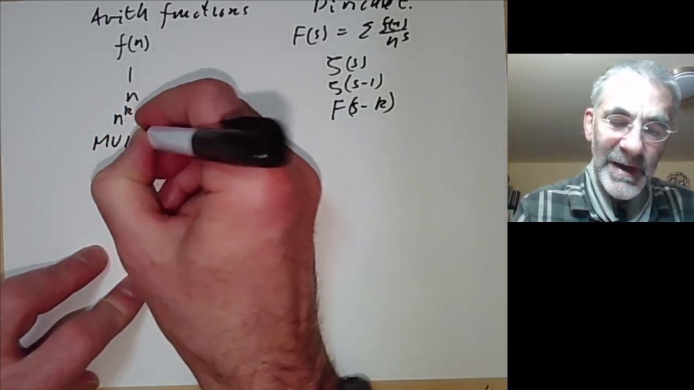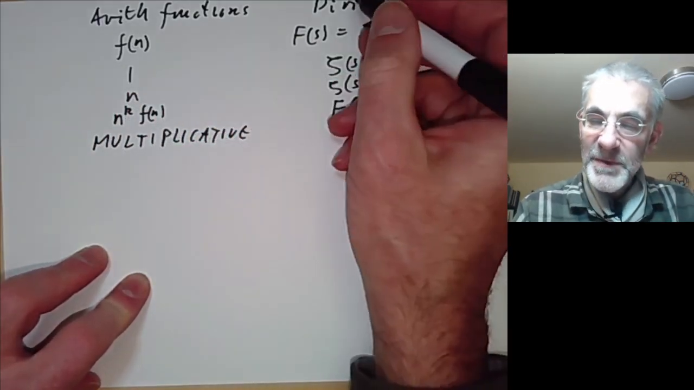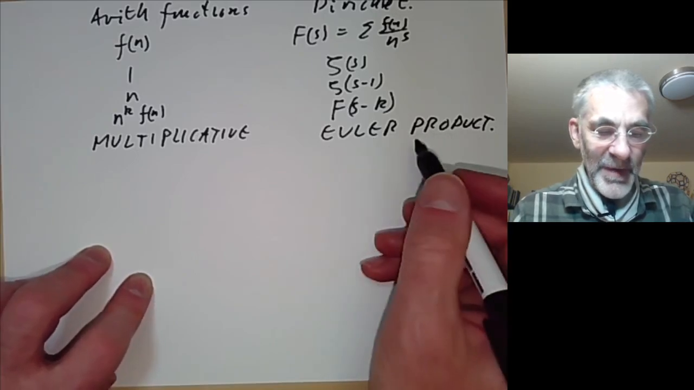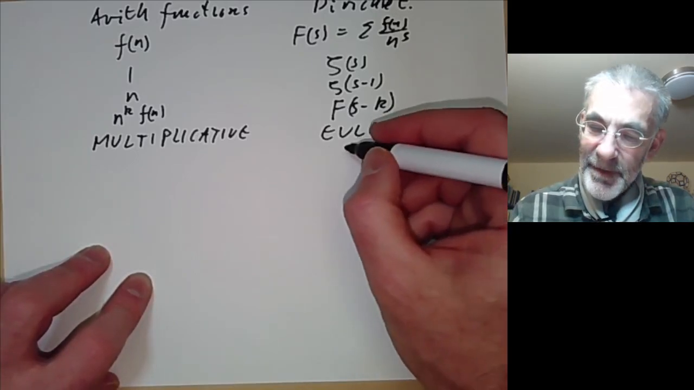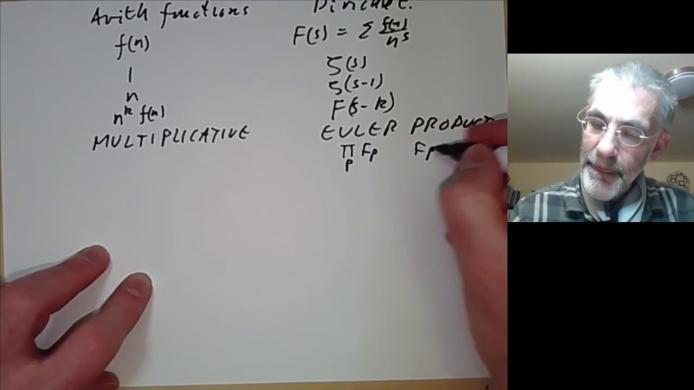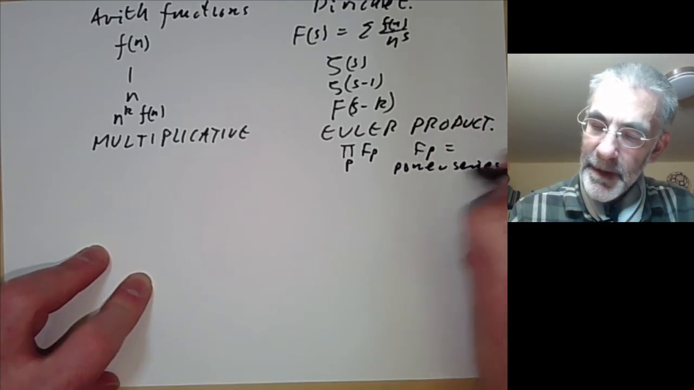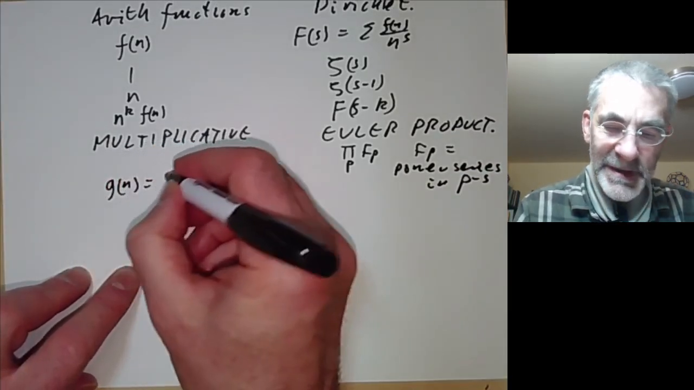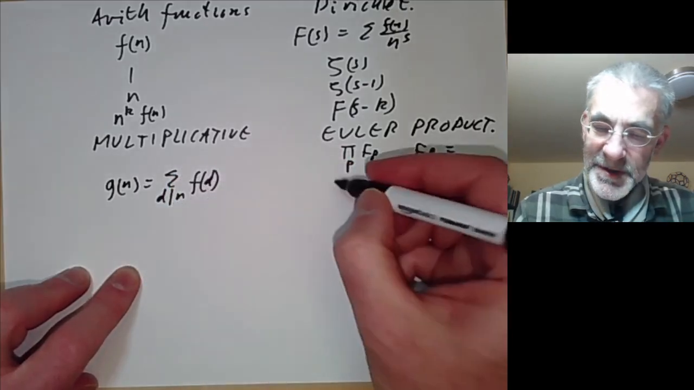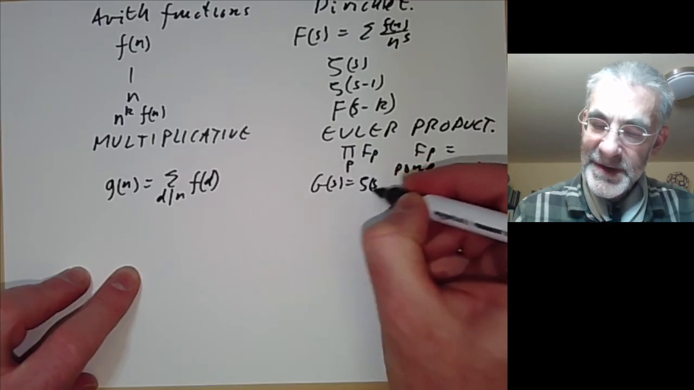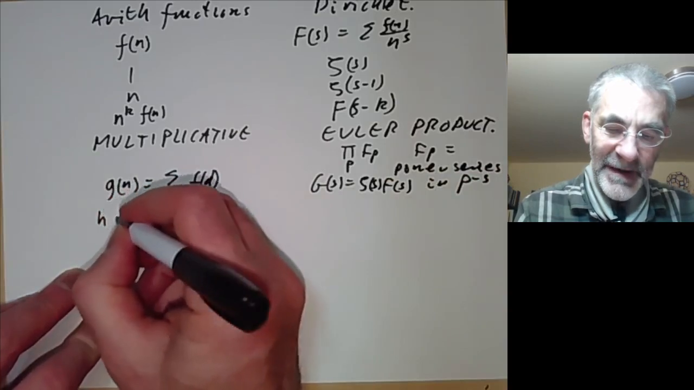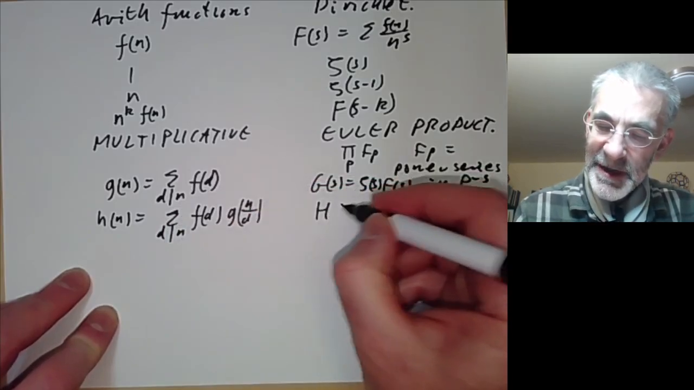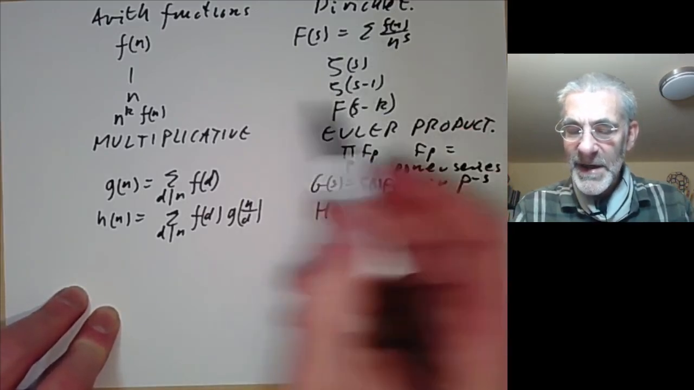If the arithmetic function is multiplicative, this corresponds to the Dirichlet series having an Euler product. So it's a product over all primes of some power series in p to the minus s. And we saw that if we've got something like g of n equals the sum over d dividing n of f of d, this just says that g of s equals zeta of s times f of s. And more generally, if h of n is the sum over d dividing n of f of d times g of n over d, this corresponds to h equals f times g. So you see this side tends to be rather simpler than that side.